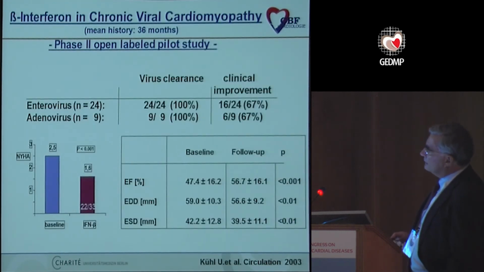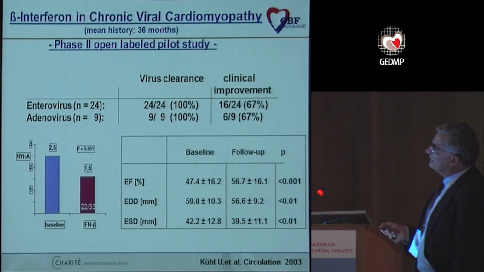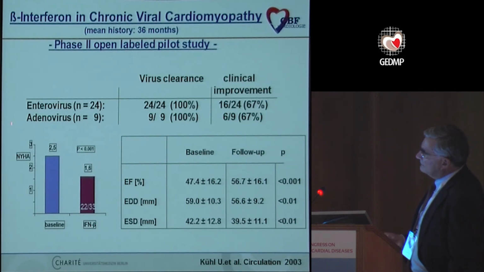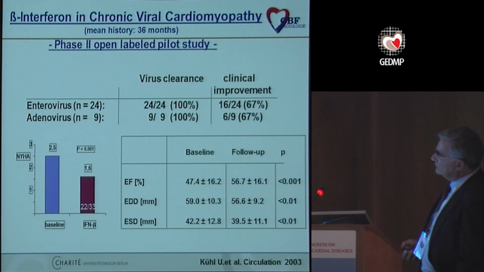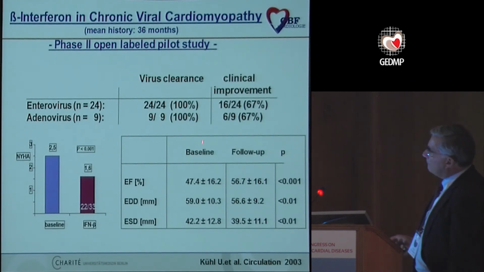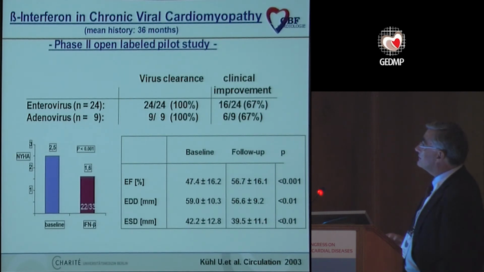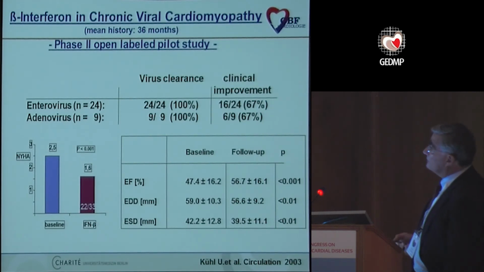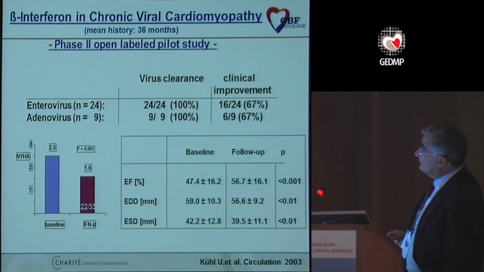Last point, antiviral therapy. Also here only some short signs. Here you see enterovirus and adenovirus positive patients who were treated in a phase 2 open-label pilot study with interferon beta, and you can see that NYHA classification improved significantly, and that was also true for ejection fraction and diastolic diameter and systolic diameter. And if you now look in the follow-up biopsies for the viral persistence, you can see that for these two viruses there was in 100% of the patients a virus clearance, and in about 60 to 70% of the patients, parallel to that, a clinical improvement.